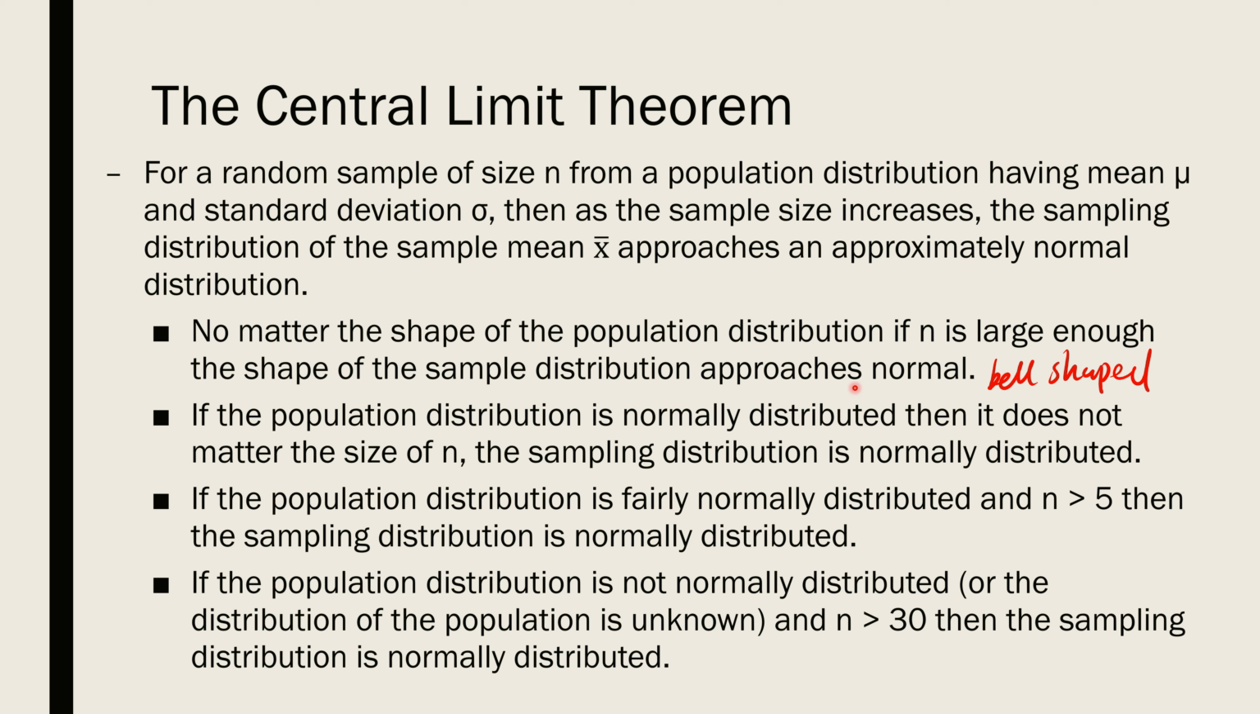If you pay attention to the first sentence, we said no matter the shape of the population distribution, if n is large enough, then the shape of the sampling distribution approaches normal. It means it is not exactly normal. However, in the second sentence, we said if the population distribution is normally distributed, then it doesn't matter the size of n. The sampling distribution, I would say, is exactly normally distributed.